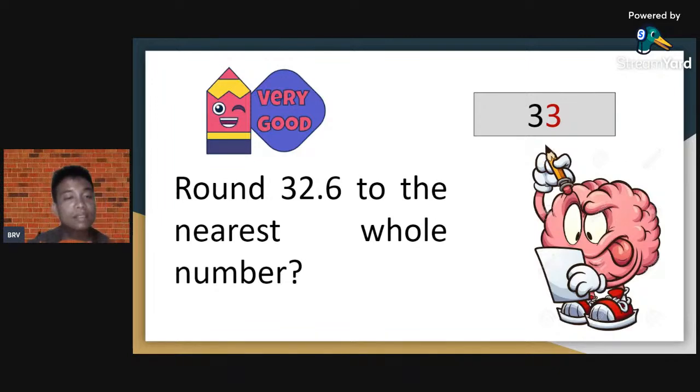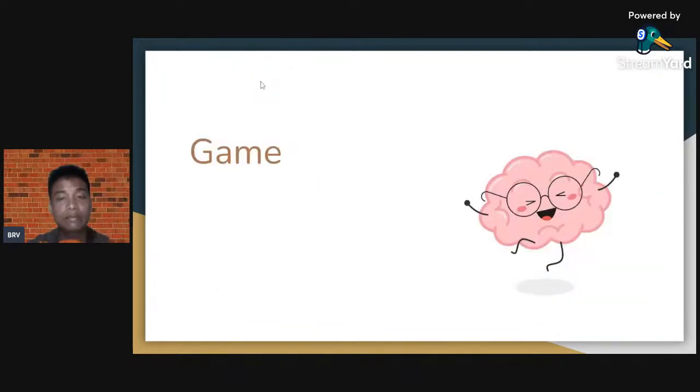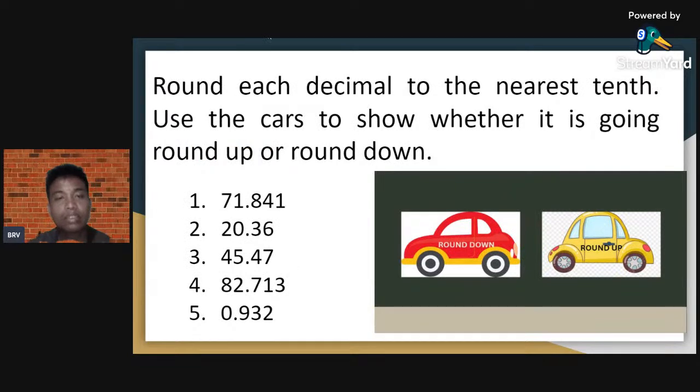So that's just a review. We have a group activity, a game. Round each decimal to the nearest tenth. Use the cars to show whether it is going to round up or round down. So all I have to do is round off these decimals, and use the cars to show whether it is round up or round down. So the nearest tenth.